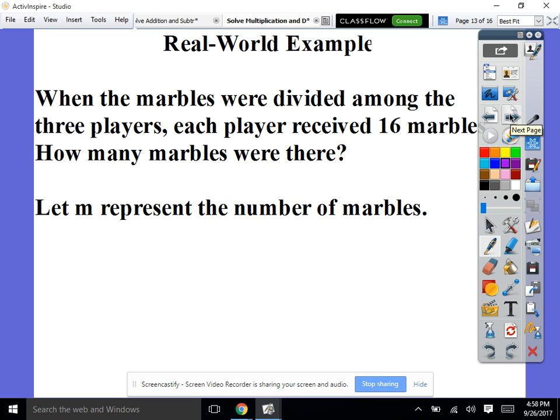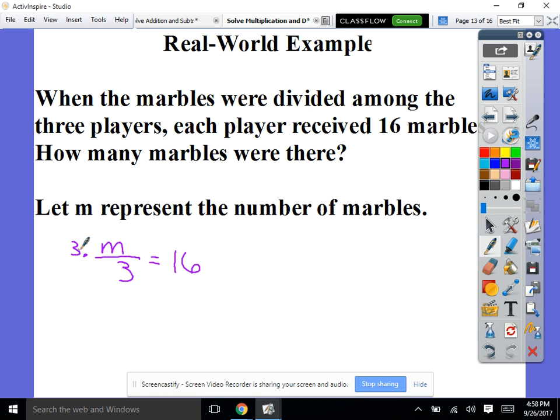Now let's look at a real world example. When the marbles were divided among 3 players, each player received 16 marbles. How many marbles were there? Well, we don't know. Let m represent the number of marbles. We have marbles divided among 3 players, and each player received 16 marbles.